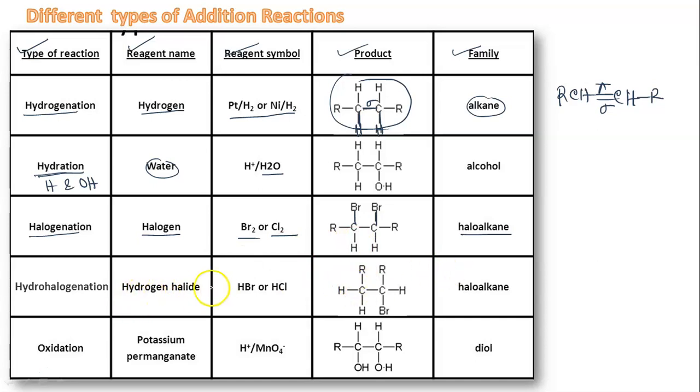Our next reaction is, we are adding HBr or HCl, that is hydrogen halide. In general we can write it this way, HX. So it is hydrohalogenation, hydro H, halogenation X. So we are adding H and X to the CC double bond. So our compound is, again, a haloalkane, because halogen is present in the alkane. One of the hydrogens is replaced by halogen, that is why it is haloalkane.